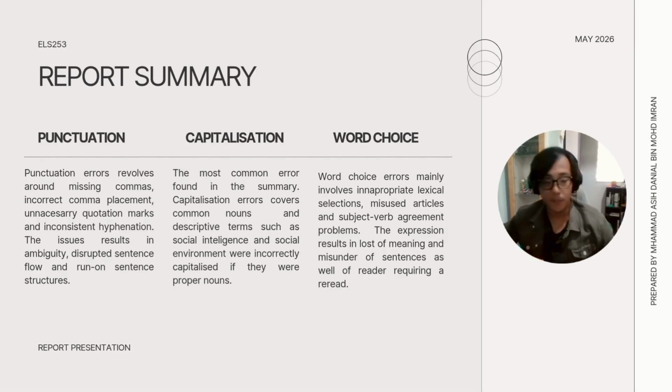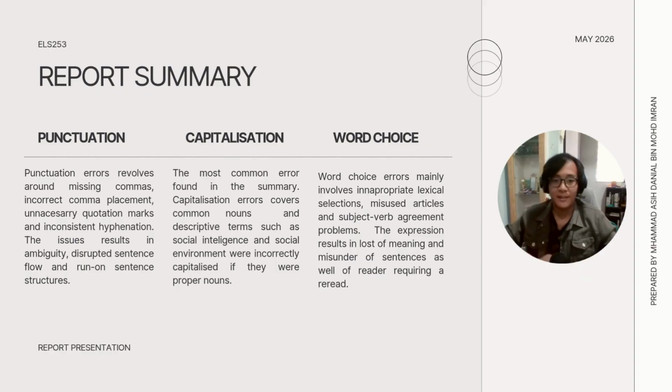Here is the report summary. As you can see, it is divided into three groups: punctuation, capitalization, and word choice. Punctuation is an error based off the mechanics of grammar. In the abstract, we can see there are errors of missing commas, incorrect comma placement, unnecessary quotation marks, and inconsistent hyphenation throughout the text. Moving to capitalization, it is the most common error found in the abstract. Capitalization errors are words that are capitalized unnecessarily throughout the abstract. There are tons of descriptive phrases that are depicted as proper nouns, which is inherently incorrect.